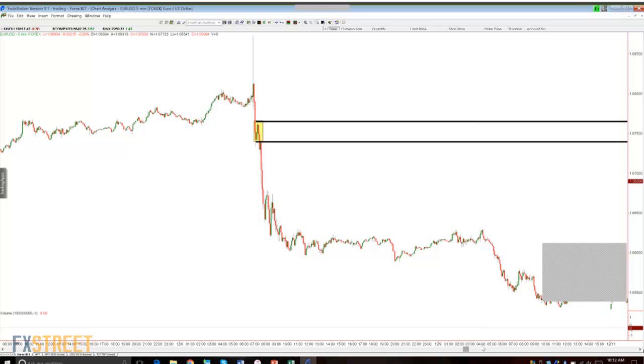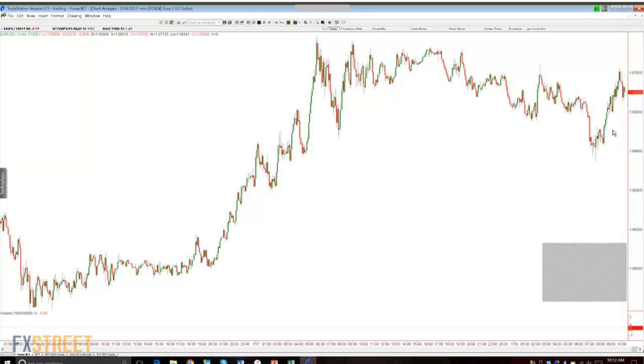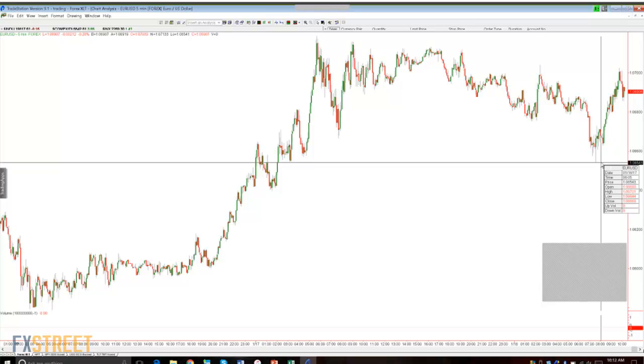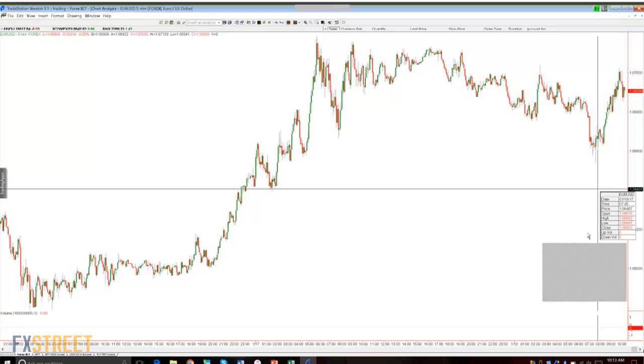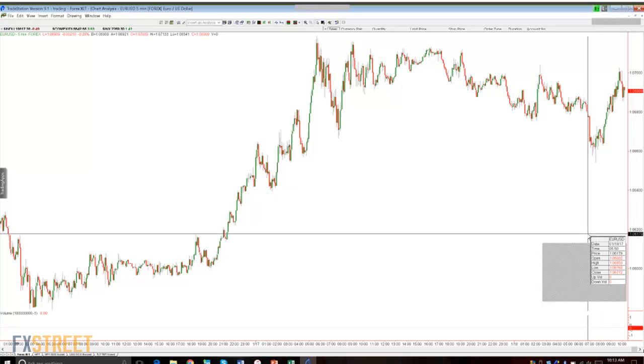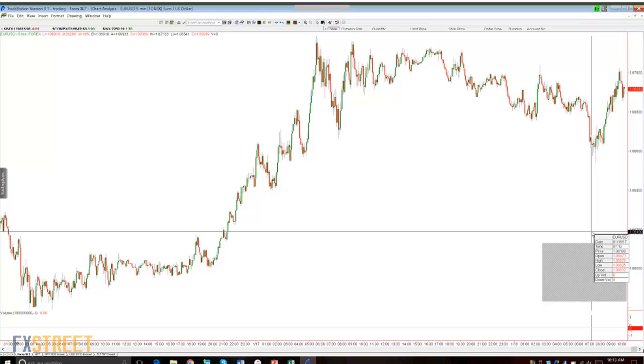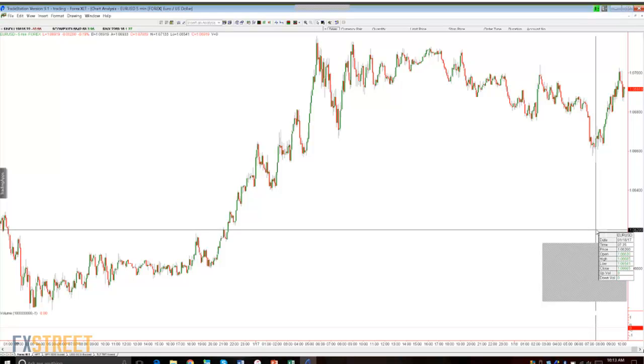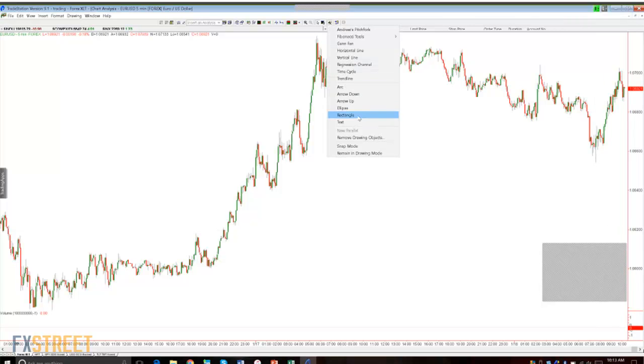All right, let's keep going. On the demand side, yeah, that's the thing. You don't really have a whole lot until down here. So not that close to current price, but this would qualify as a really strong level, 106.20. So we'd be looking for this area right here.